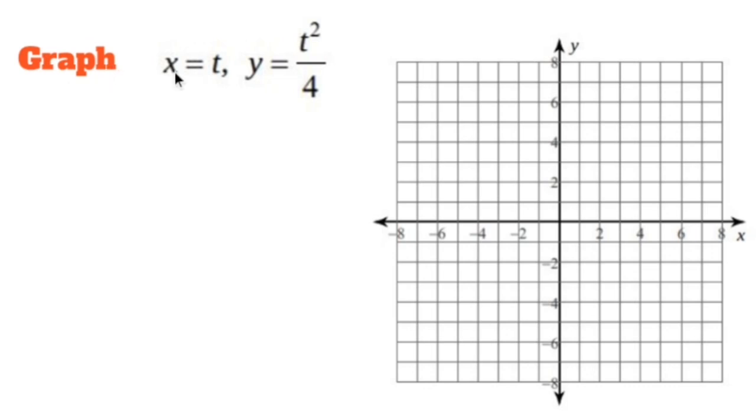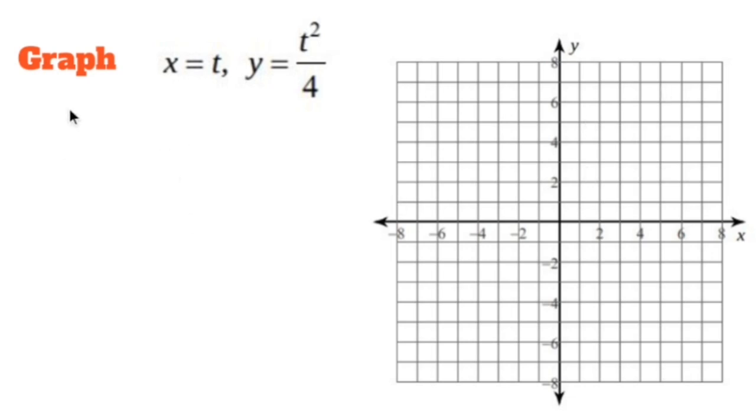All right, graph x equals t, where also y equals t squared over 4. This is called a parametric equation. And what you do with parametric equations is it tells you what x is, it tells you what y is. So let's pick a bunch of t's and plug them in and see what it looks like in the end.